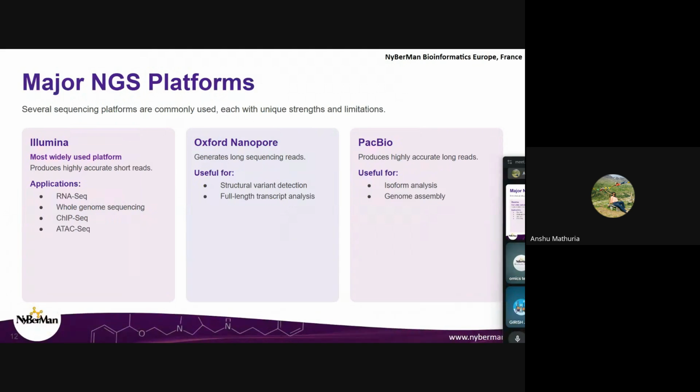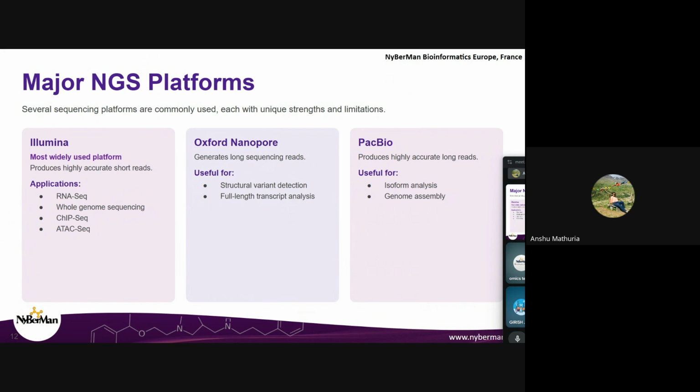No, I won't say a little, but they are expensive as compared to Illumina. Therefore, people go for Illumina because of the cost, but Oxford Nanopore and PacBio are a little better versions. They sequence long reads, and then you can detect the entire thing in one go. You don't have to cut it down into smaller fragments, and then you can understand the isoforms, the genome, the variants, all of that.